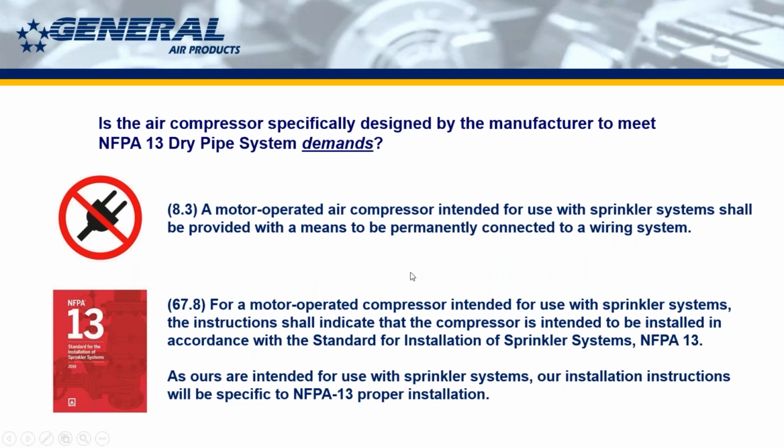Here's some other new wiring code in NFPA 13. It now says that a motor-operated compressor intended for use with sprinkler systems shall be provided with a means of being permanently connected to a wiring system. So what that means is you cannot use a plug-in air compressor permanently. If you need to use one temporarily, that's not going to be an issue, I don't think, with most AHJs as you're waiting for the new one to come in. So for a couple of days, a plug-in air compressor will get you through, but no longer can you have a plug-in air compressor. You must have it hardwired.